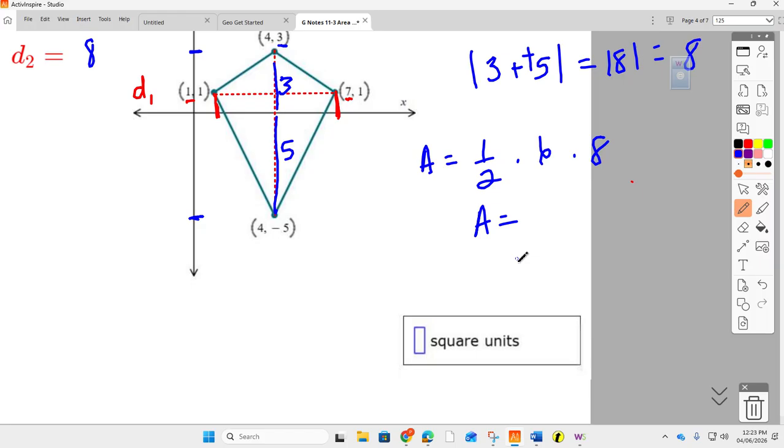What'd you get, Devanshi? What'd you get, Tori? What'd you get, Charlie? What'd you get, Harlan? 24. Oh, 24. They did not give you what type of unit it was, so it's just labeled as a square unit.